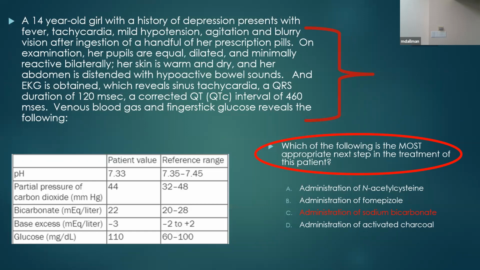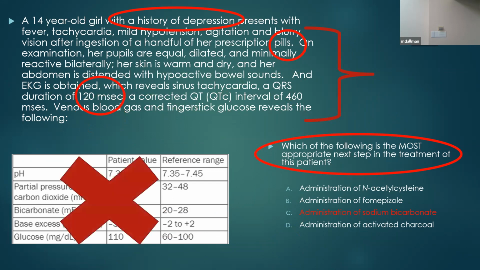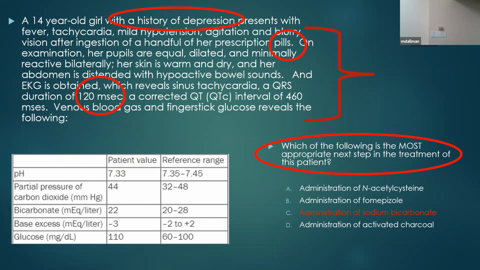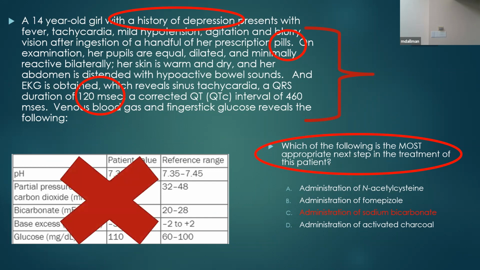For toxidrome, you get your toxidrome. Very anticholinergic, which is typically a PCA. She's got depression. She's got prescription pills. Those are big tip-offs, right? Then the QTC. And then, do you really care about what this blood gas is? No, it's practically normal. You don't even need to look at that at all. So that's the way you can dissect these questions. You have to be careful because you don't want to miss stuff, but at the same time, you don't want to spend a lot of time on things that don't matter.